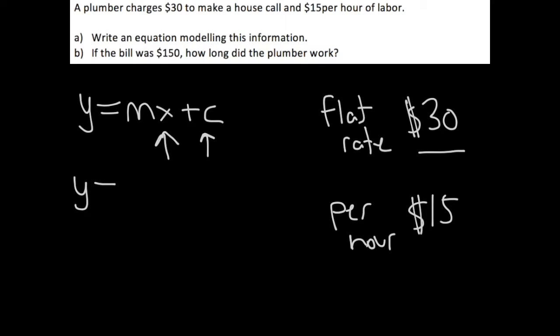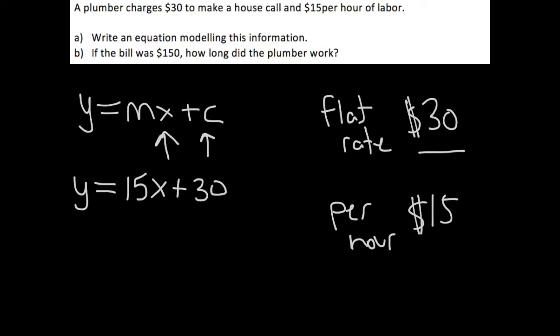So to get our formula, we're going to substitute 15 in for m. We're going to get 15x, and that's going to be plus 30, and the 30 is going to be our flat rate. That's pretty basic, and as long as you're able to identify the right values, you should have no problem coming up with the right answer for the general equation.